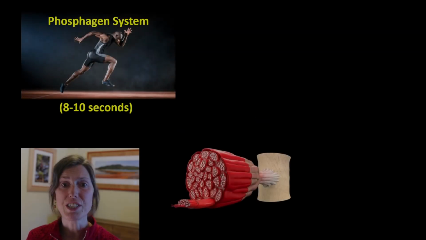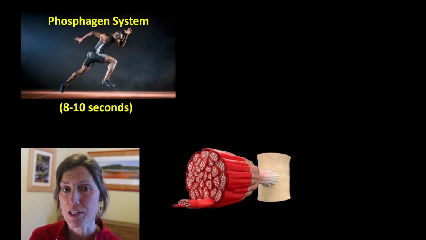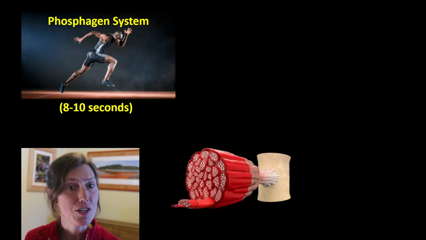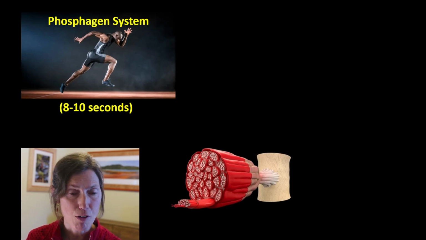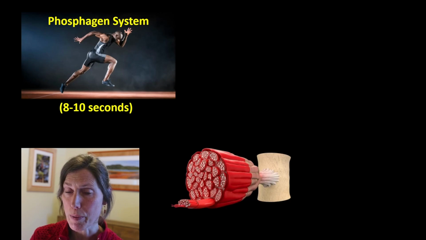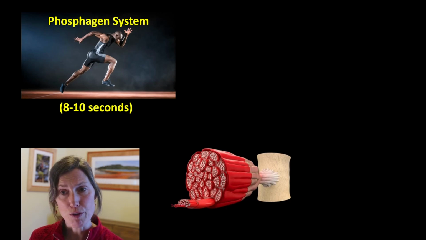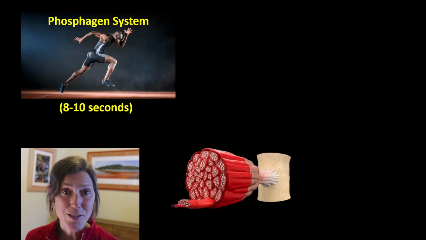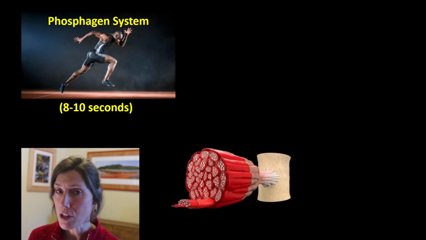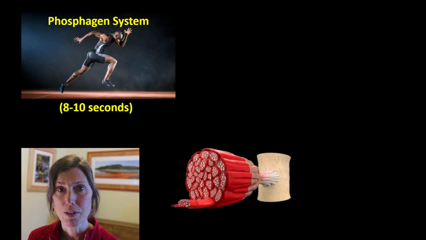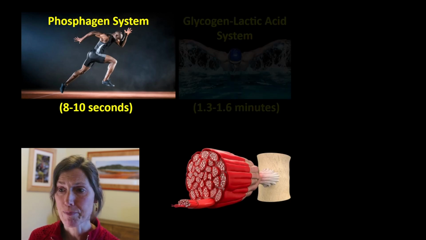What is the output difference between the phosphagen system, the glycogen-lactic acid system, which I'll cover in a sec, and aerobic respiration? So if we first look at the phosphagen system, we see that it only lasts about 8 to 10 seconds, gives a ton of power, but it's completely dependent on the presence of phosphocreatine in the muscle. And there's not that much there.